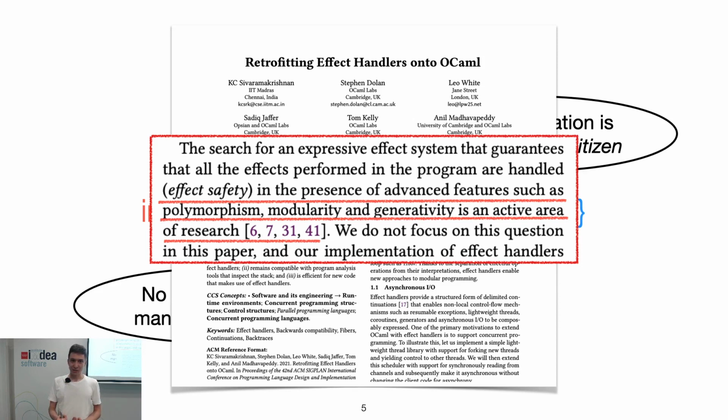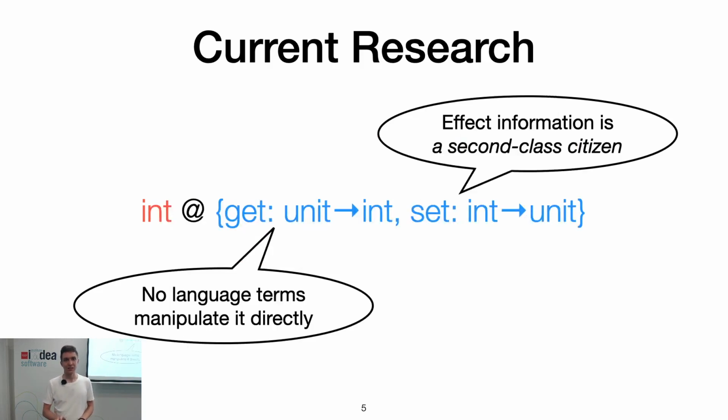And effect safety is not something that current systems can guarantee yet in the presence of advanced features such as polymorphism, modularity, or generativity. And it is our idea that it is exactly because current type and effect systems treat effect annotations as second-class citizens and don't have terms to manipulate them in the language that this problem arises. So what we think is missing is exactly this ability to manipulate effect annotations directly.